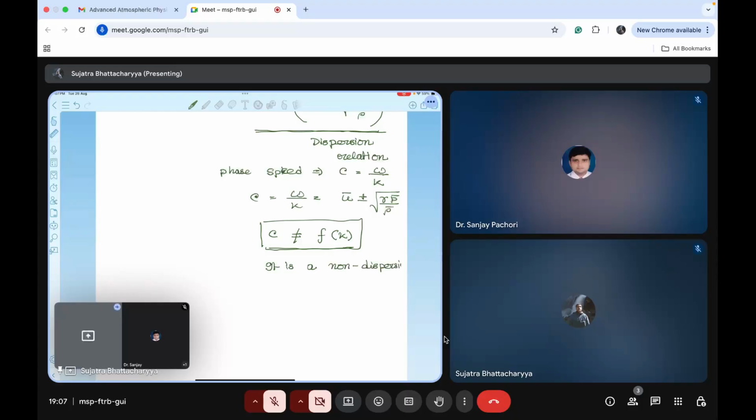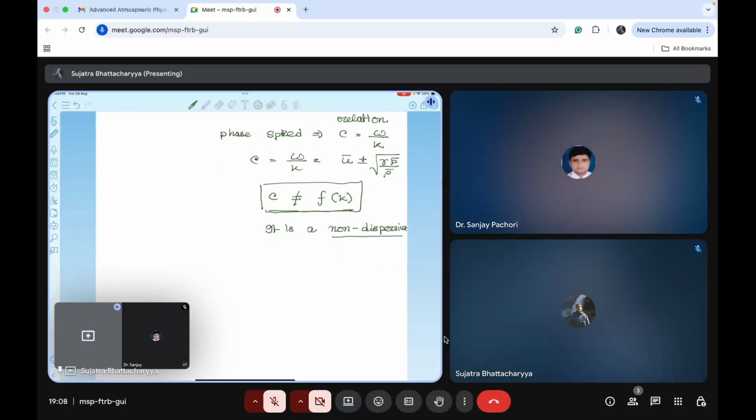I have told you that I will show which waves are non-dispersive and which waves are dispersive. For the non-dispersive wave, we have given this example of acoustic waves. So you can see here clearly that it is not a dispersive wave. Okay, so non-dispersive. Fine. Let us further see.